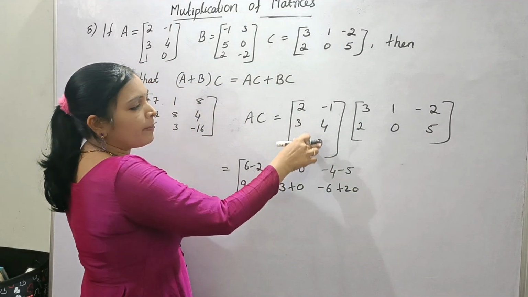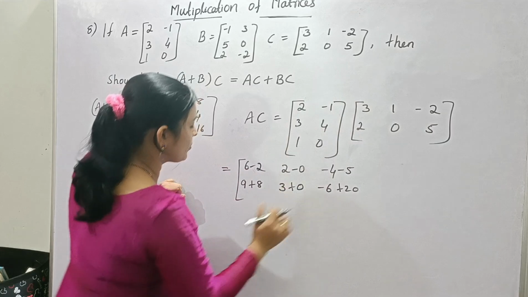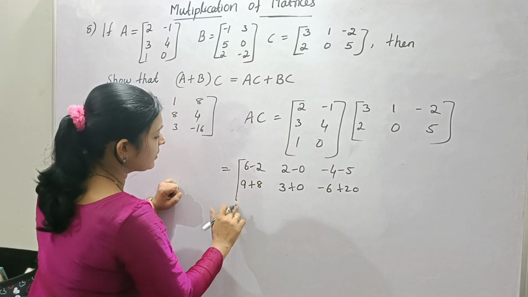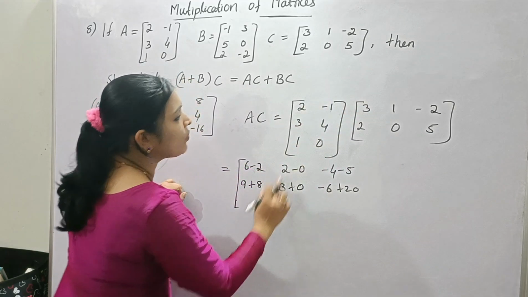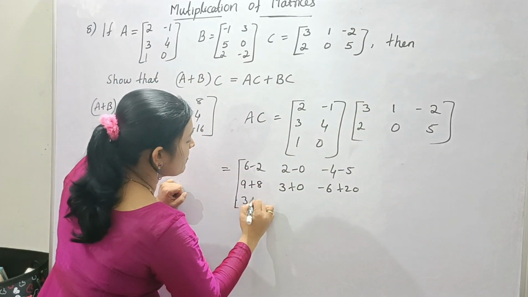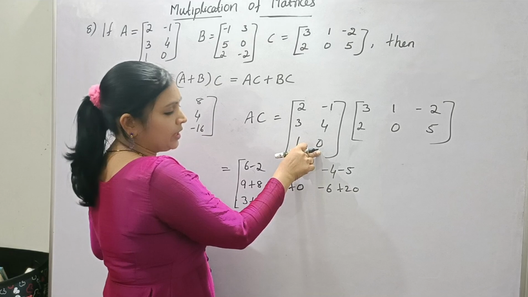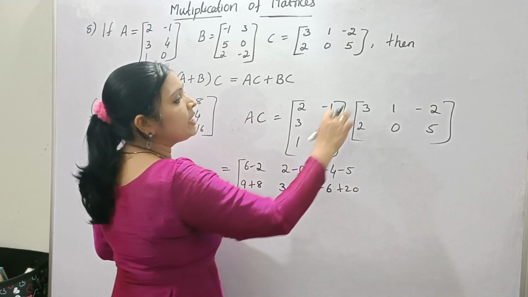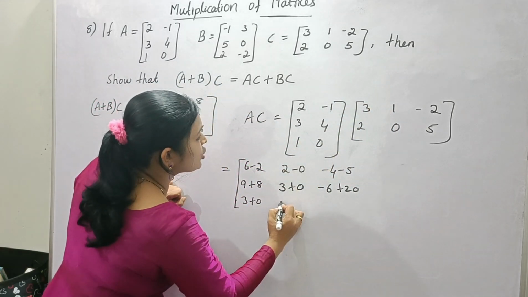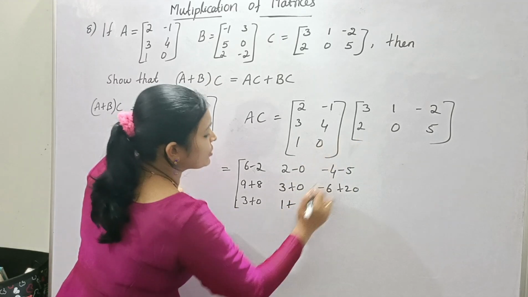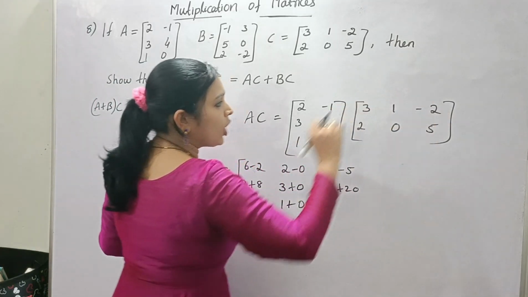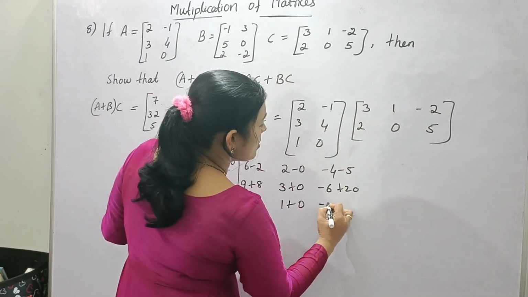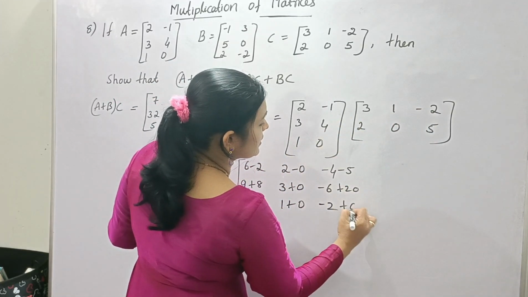Then third row multiply with the first column. 1 into 3, 3 plus 0. Third row multiply with the second column. 1 into 1 plus 0 into 0, 0. Okay. Third row multiply with the third column. 1 into minus 2 plus 0.